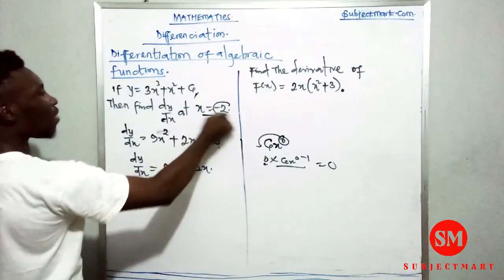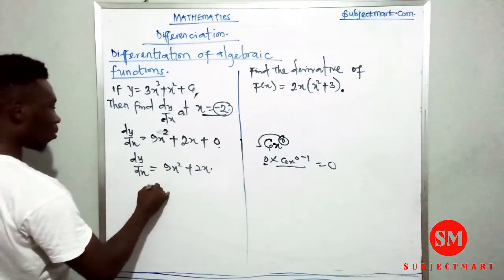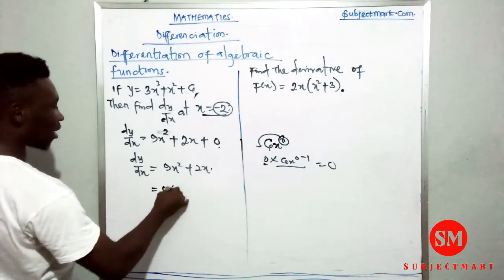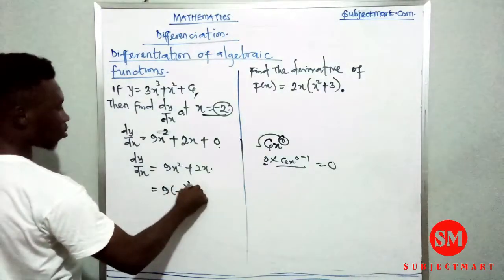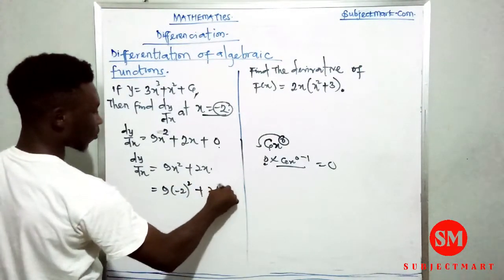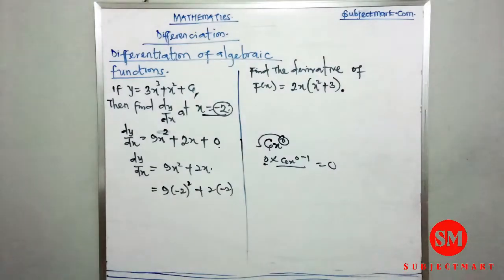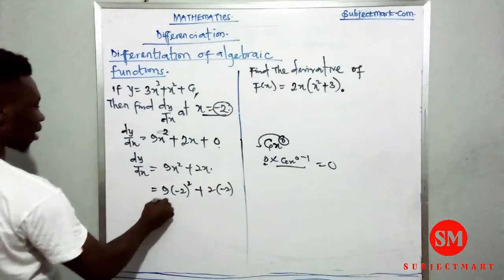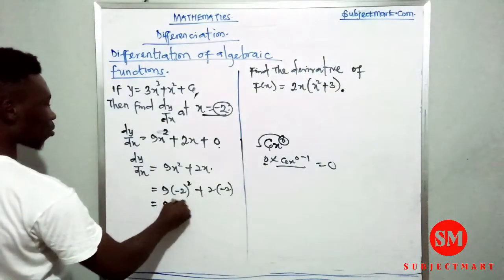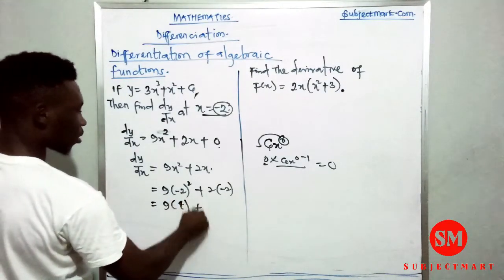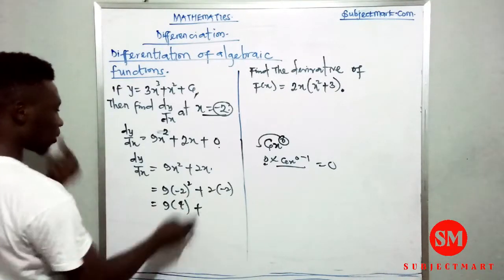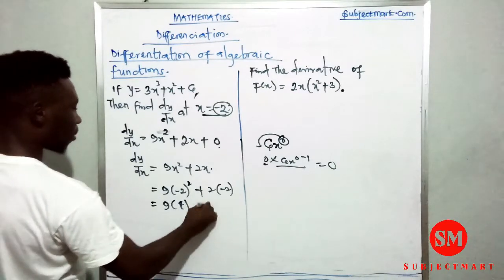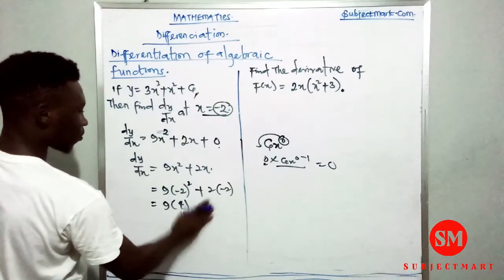So they say, what if x is equal to minus 2? So what happens here? This is 9 times minus 2 raised to the power 2, plus 2 times minus 2. So with this here, this is now 9 times minus 2 squared, that's 4, plus 2 times minus 2, that will give us minus 4.